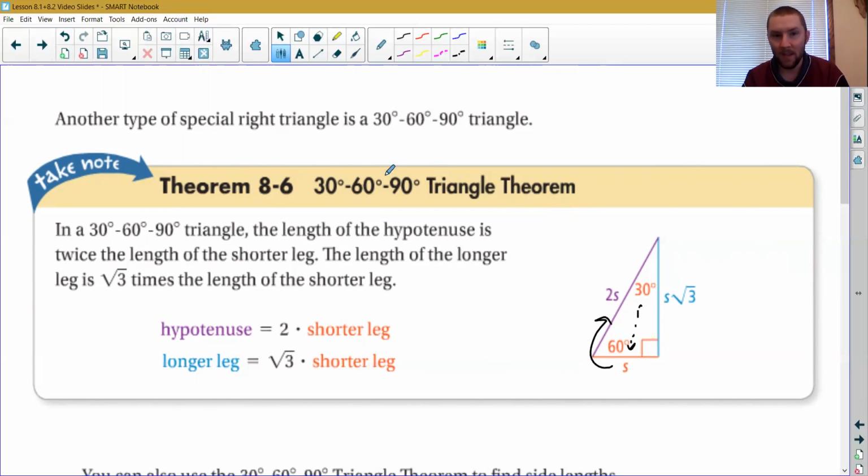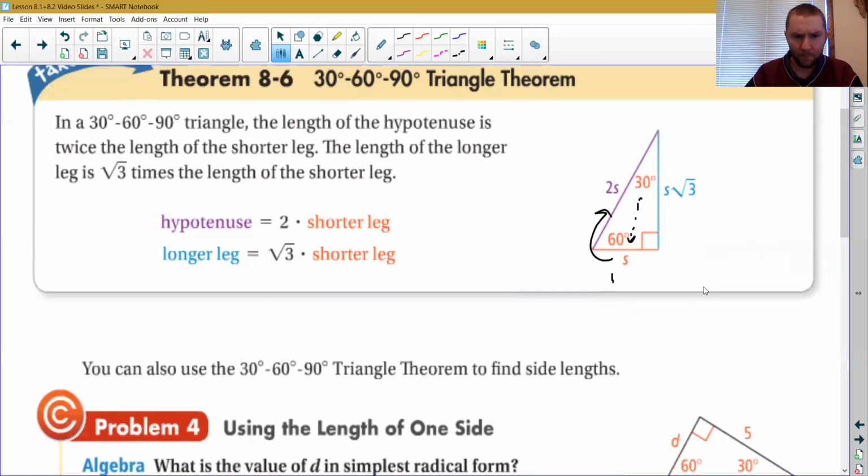It's important to recognize that when we have a 30, 60, 90 triangle, our radical number is a 3, not a 2 like the 45, 45, 90. So I remember this by just thinking 1, 2, radical 3. Obviously the shortest leg is just 1 times s, then the hypotenuse is 2 times s, and then the other leg is radical 3 times s. So I think 1, 2, radical 3, as a way to remember how these side lengths are related.